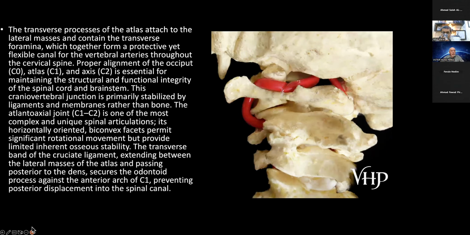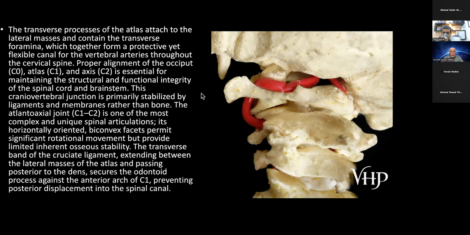So the transverse processes of the atlas attach to the lateral masses and contain the transverse foramina. This is the transverse foramina, which together form a protective yet flexible canal for the vertebral arteries throughout the cervical spine. Proper alignment of the occiput, atlas, and axis is essential for maintaining the structural and functional integrity of the spinal cord and brain stem.